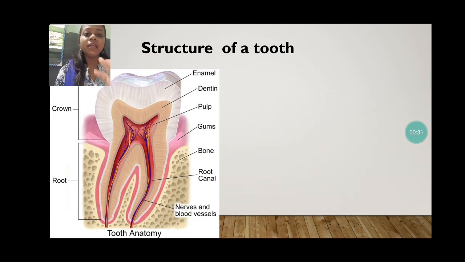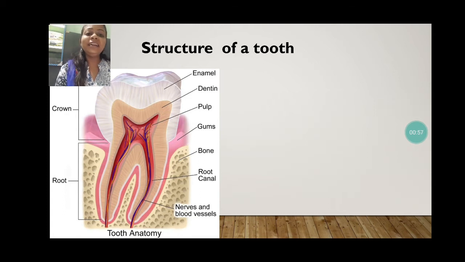It is divided into two parts. First is the crown and second is the root. The crown is that part of the tooth that we are able to see, and the root is that part of the tooth that we are not able to see, and it is present in the gums. But it is very important to hold our teeth in the same place. The stronger the root is, the stronger your tooth will be.